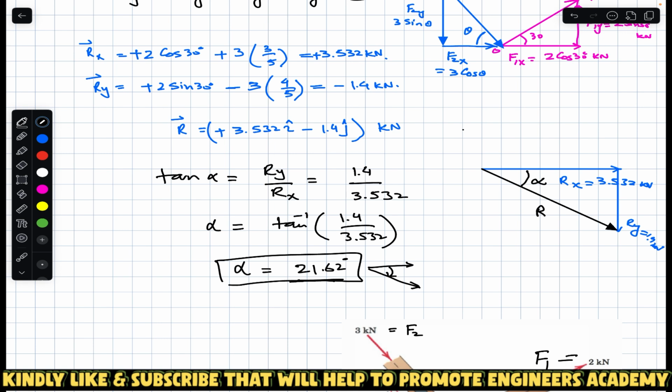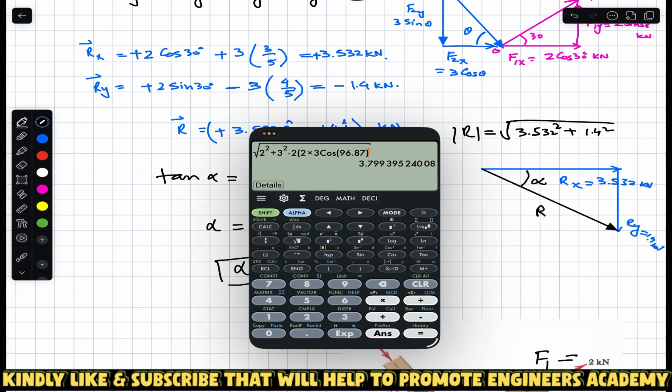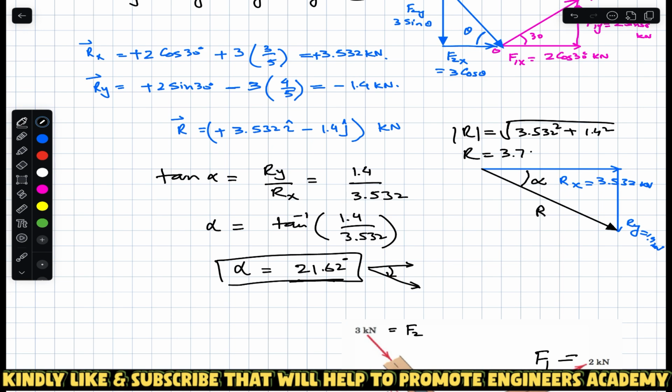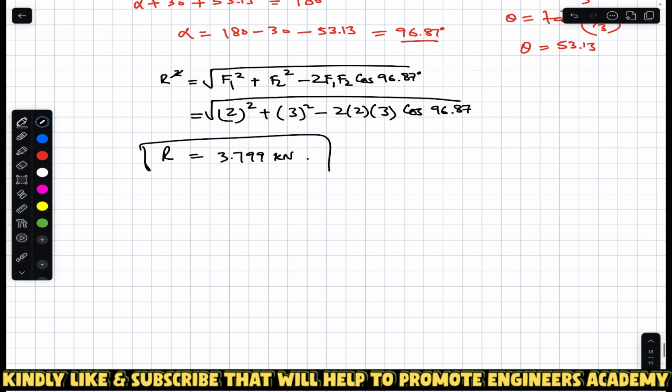Applying the Pythagoras theorem, R magnitude will be equal to the square root of 3.532 square plus 1.4 square. So we can find that magnitude as well and compare the answers from both methods. 3.532 square plus 1.4 square under the root is equal to 3.799. So the resultant magnitude from the first method was 3.799 kilonewton, and similarly from the second method, the geometrical method, it is 3.799 kilonewton as well. Or we can say that the resultant magnitude is approximately equal to 3.80 kilonewton.